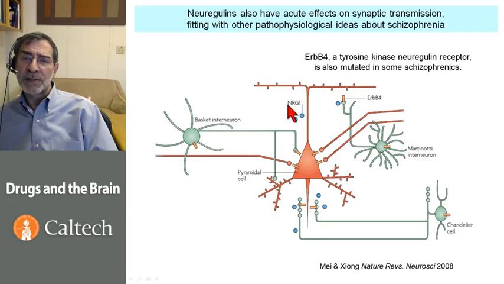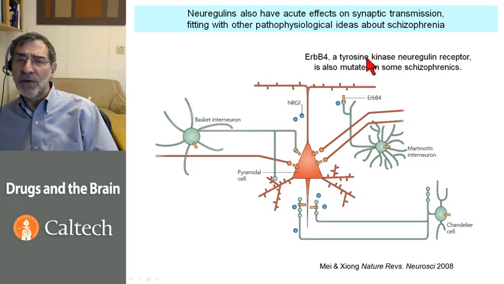message carried by neuregulins is received in part by a molecule called ERB-B4, which is a tyrosine kinase neuregulin receptor. We've learned about kinases before. We've learned about phosphorylating serine and threonine and tyrosine. And ERB-B4, which is one of the tyrosine kinase neuregulin receptors, is also mutated in some schizophrenics.